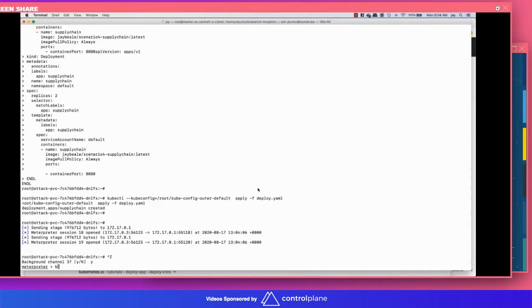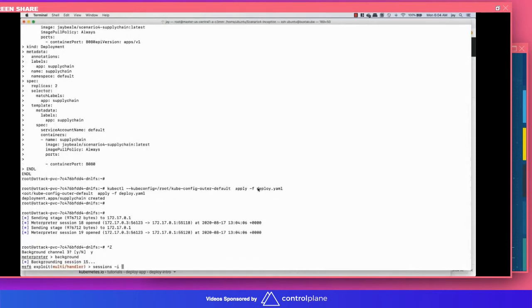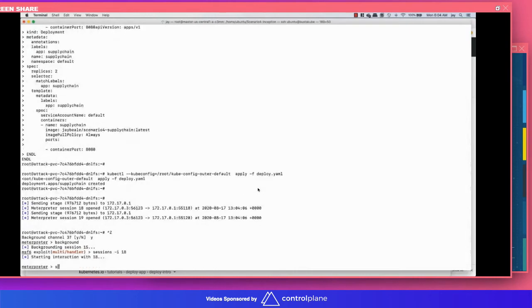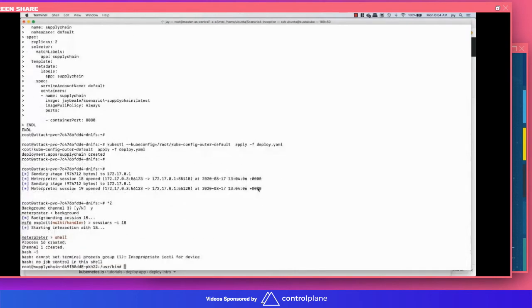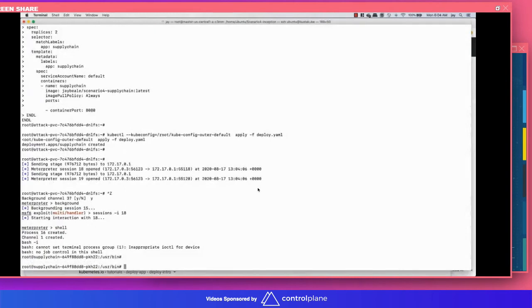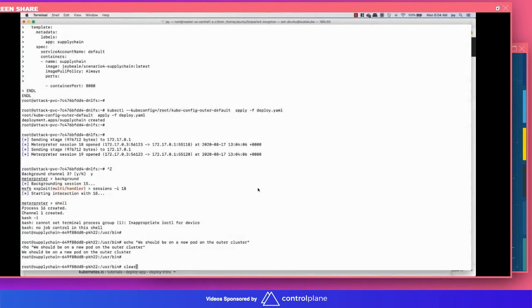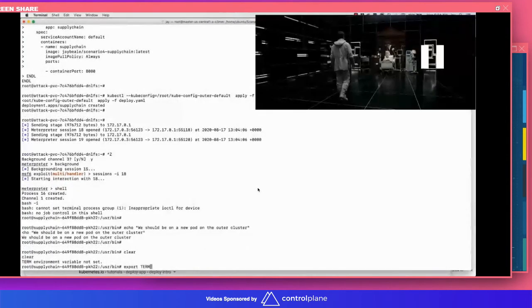So when I do that, I end up getting some more interpreters. And this is putting me in another supply chain pod, but that pod's in the outer cluster. So we should be on a new pod in the outer cluster now. And this is basically the last place that our Mark goes. He goes to see his dead father and find out his father was not so bad.